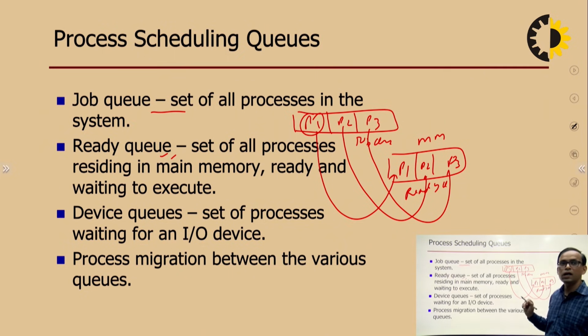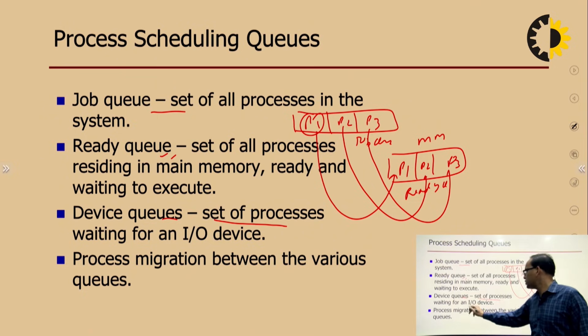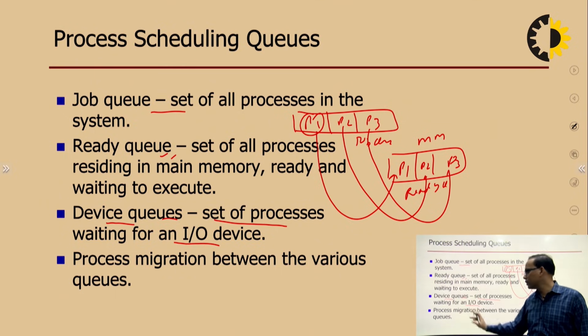So, since the task of the long-term scheduler is to pick the process from the job queue and load them into the ready queue or main memory, how fast it works depends on the long-term scheduler. Okay. Second one is the device queue. The device queue contains the set of processes waiting for input output devices. During execution, if a process requires some kind of input output, then that queue is known as the device queue. So those processes which require input output are maintained in a separate queue, and that queue is known as the device queue.